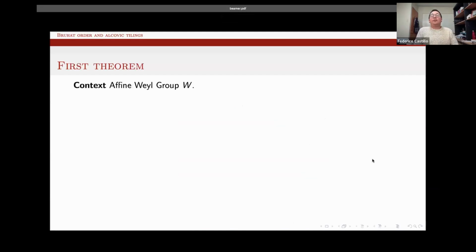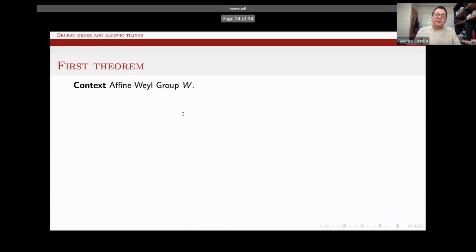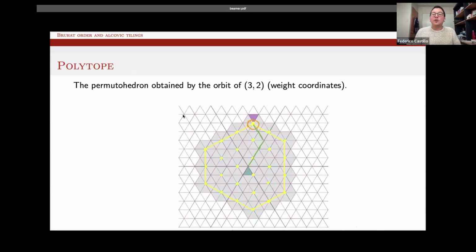First theorem. This is true for any affine Weyl group W. So there's going to be a typo here. So this is the affine Weyl group W. It can be anything. And for certain elements. Now the definition of the element is here, but in this picture, I can only do this for elements in the dominant part. Being dominant is not that important, but in order for this tiling to work, I need the triangle to be pointing down in this case.